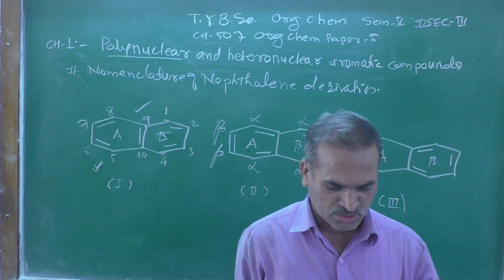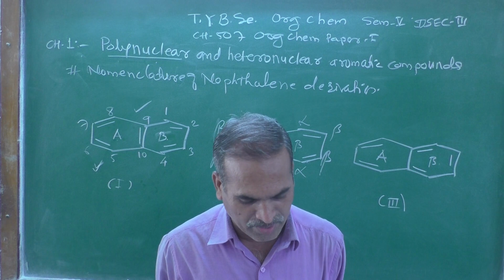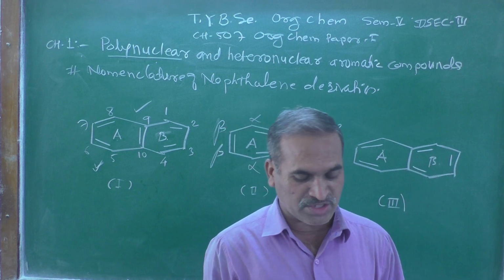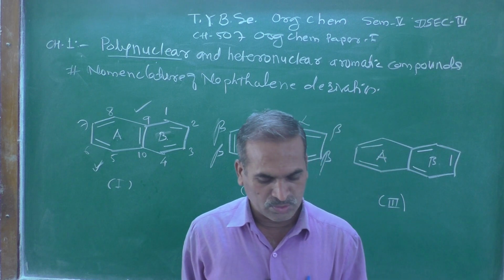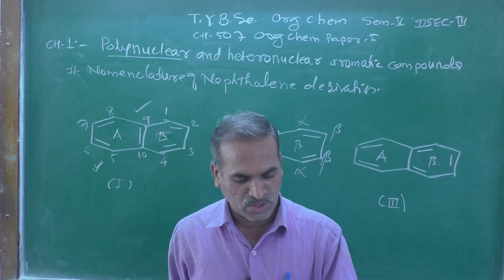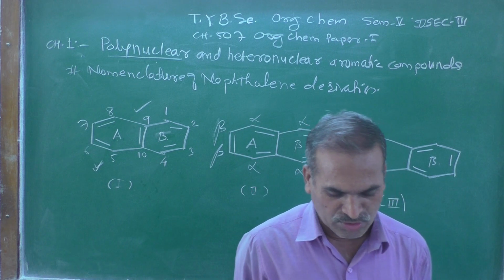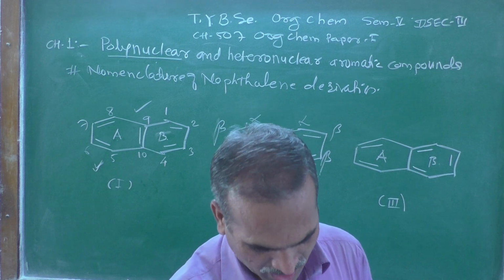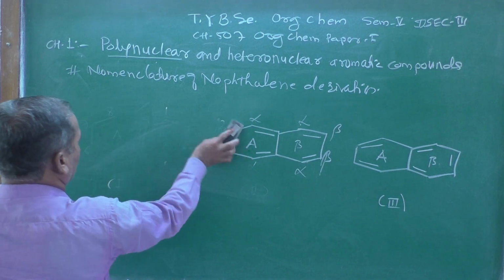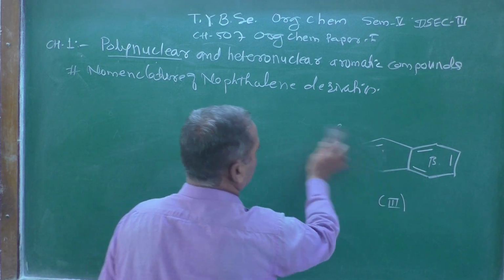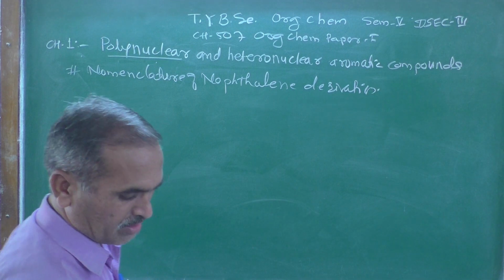Naphthalene forms two monosubstituted products, alpha and beta, that are differentiated by the prefix 1 or 2, or alpha and beta. Important derivatives of naphthalene are, let us see, some of the derivatives which I am going to represent over here.